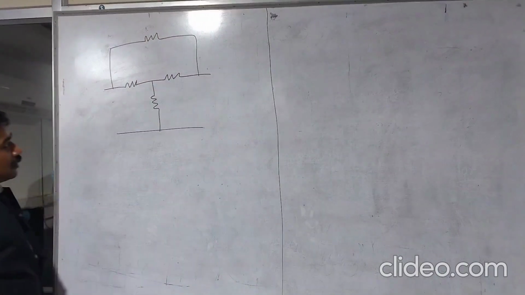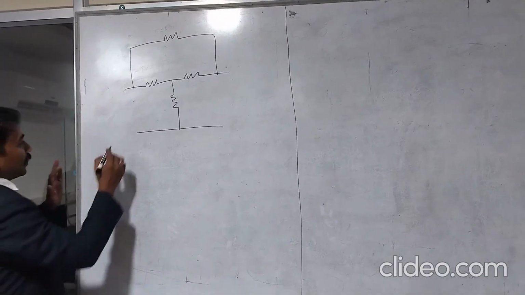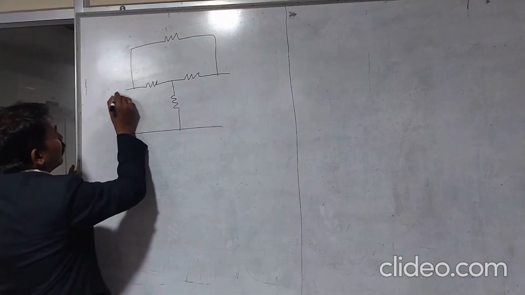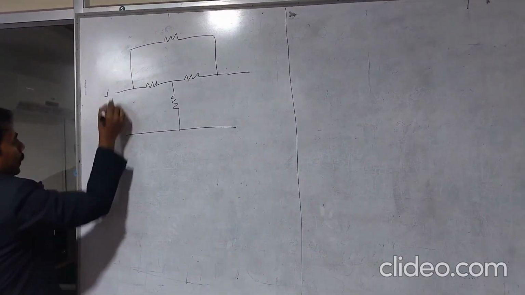So suppose they're asking for any kind of parameters for this kind of network. Don't worry, just follow the same procedure as usual. Okay.